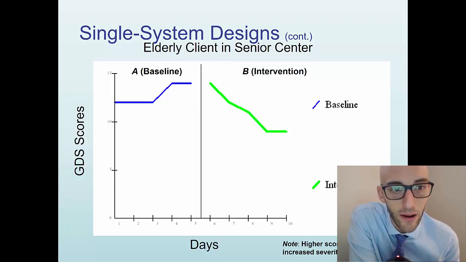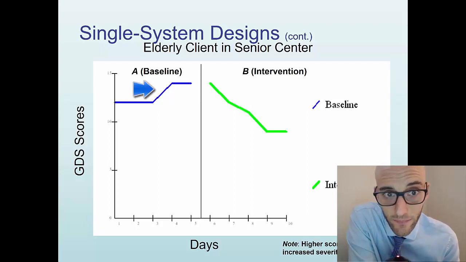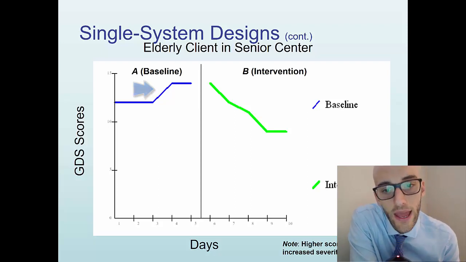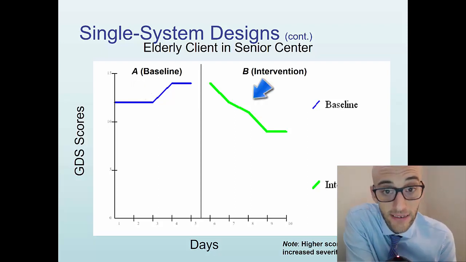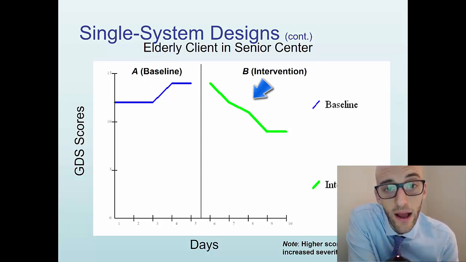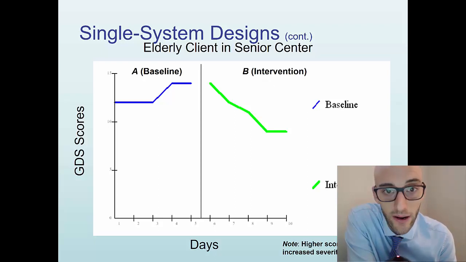So here we can see a geriatric depression score by day. In the baseline phase, indicated by letter A, you can see that depression scales were kind of going up around day 4 or 5. But after an intervention is put in place, you can see a clear downward trend here. So this is a positive decreasing trend in depression score. So positive because we're trying to decrease depression, and decreasing because geriatric depression score is going down.